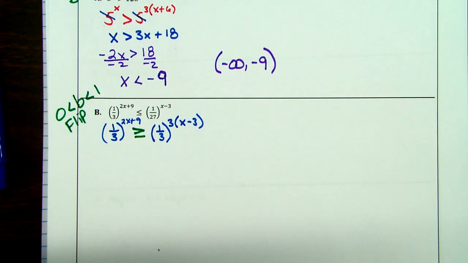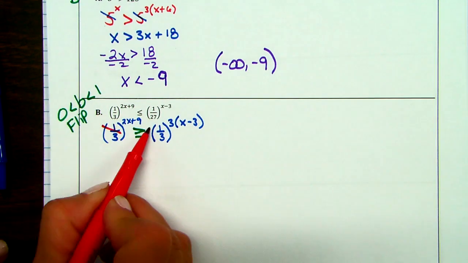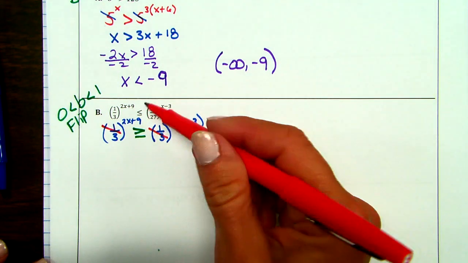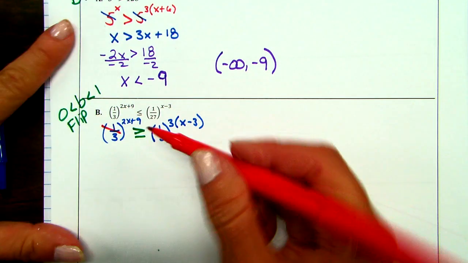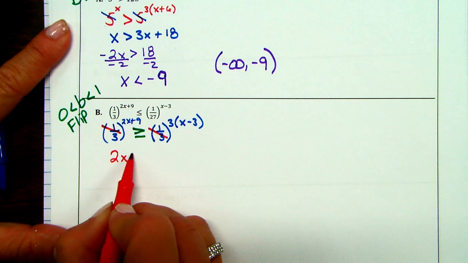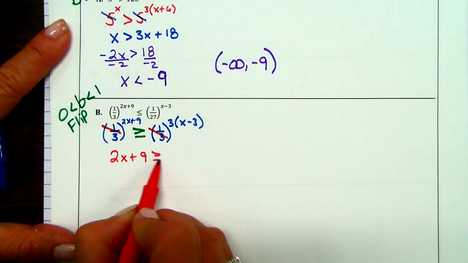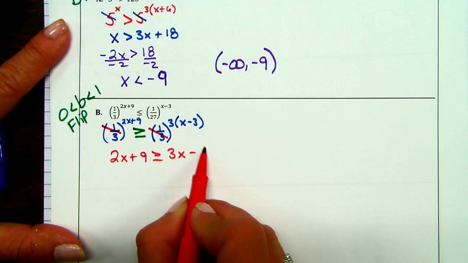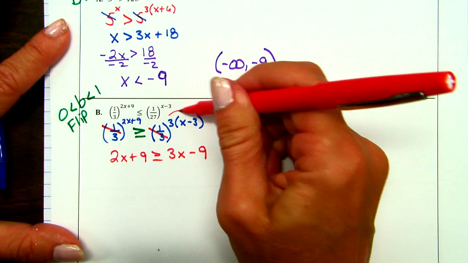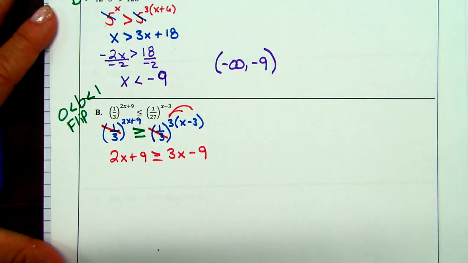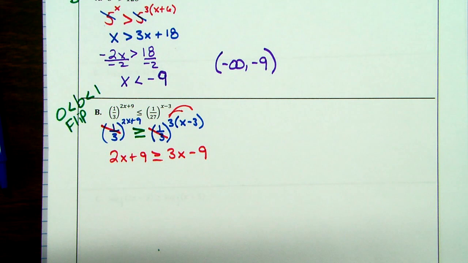Now your bases are the same, right? Cancel, cancel. We flipped it in the beginning so we wouldn't forget, and now we can just set our exponents equal to each other. I'm going to go ahead and distribute now. And we can state this. And solve.